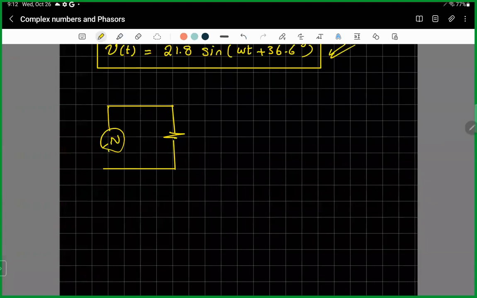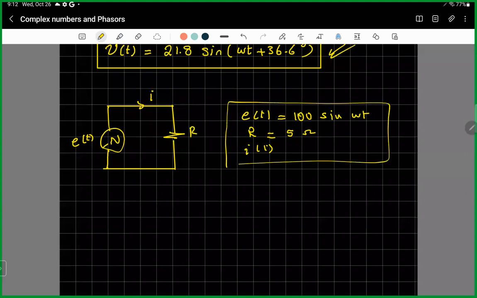So if you have a voltage source that's E of t, and you have a resistance, and you want to find the current, for example. Let's say that E of t is equal to 100 sine omega t, and you have resistance equal to 5 ohm. Find the current I of t. I will solve this one using the phasor.